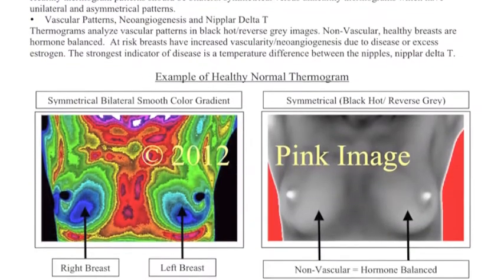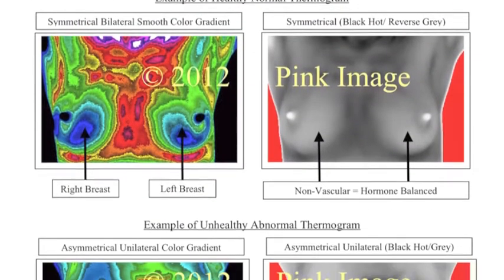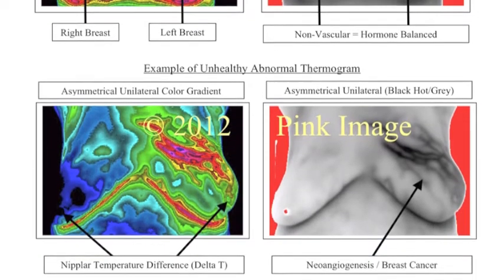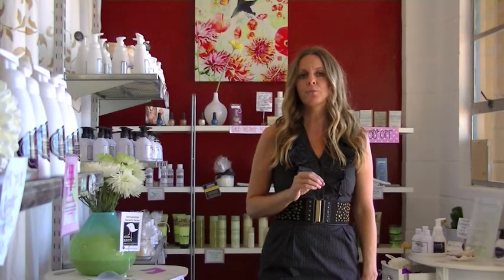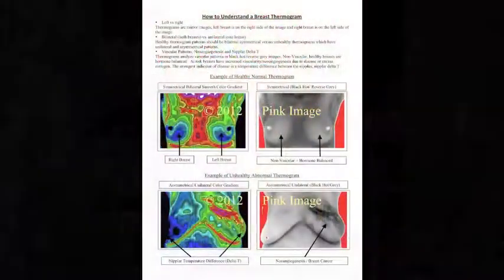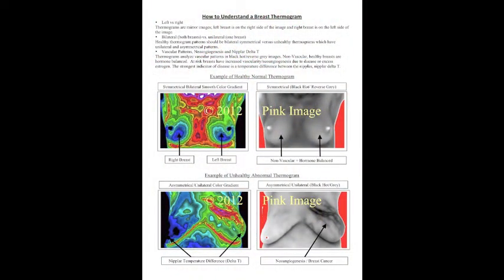When you look at the screen, the right breast is actually on the left side of the screen. It's a mirror image. You're also going to see a color image. With color images, what we're looking for is a symmetrical, smooth pattern. When you see something that is unusual or abnormal, you're going to see an asymmetrical or uneven color pattern. Most importantly, what we discuss in breast thermography is the black hot or the reverse gray. This clearly shows vascular patterns.